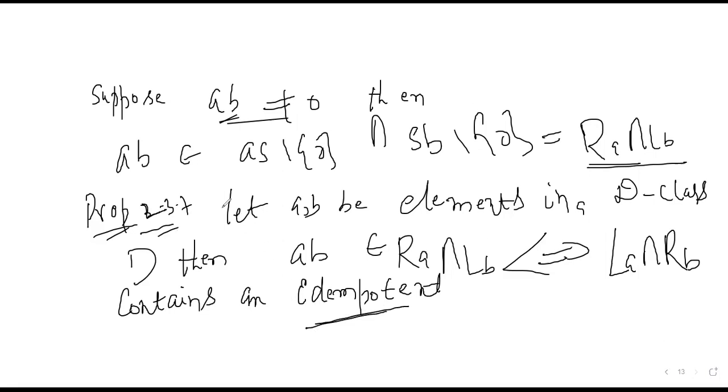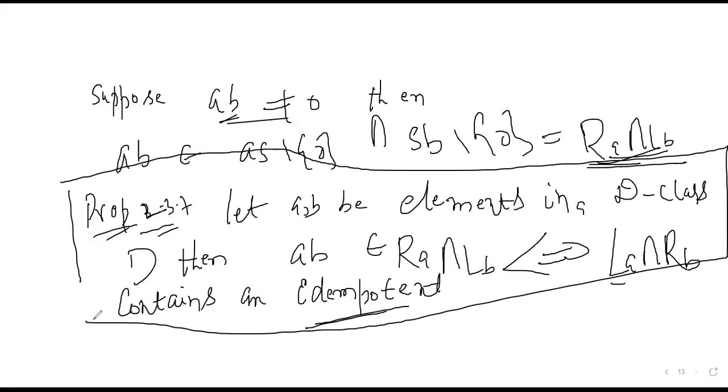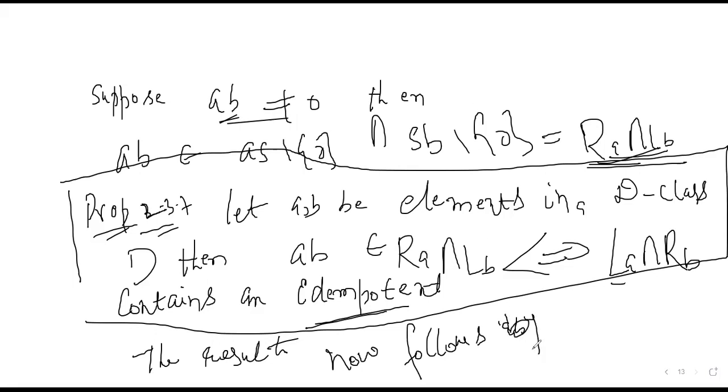ओके, तो हमारे पास आ गया AB नॉट इक्वल टू 0 implies AB belongs to RA intersection LB, and this happens if and only if LA intersection RB contains an idempotent. Okay. So the result now follows from this proposition. The result now follows by above proposition.